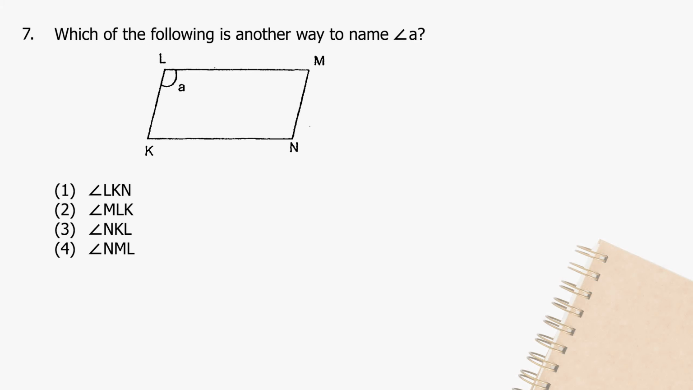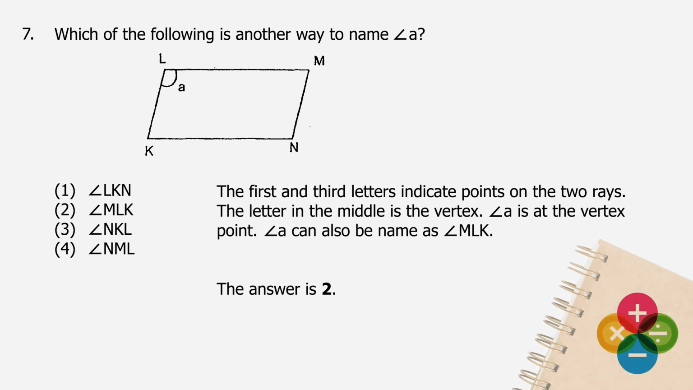Question 7. Which of the following is another way to name angle A? The first and third letters indicate points on the two rays. The letter in the middle is the vertex. Angle A is at the vertex point. Angle A can also be named as angle MLK. The answer is 2.